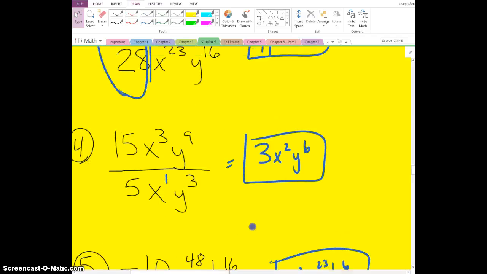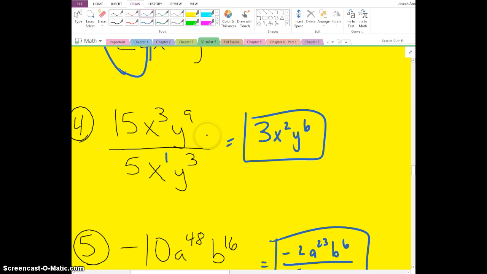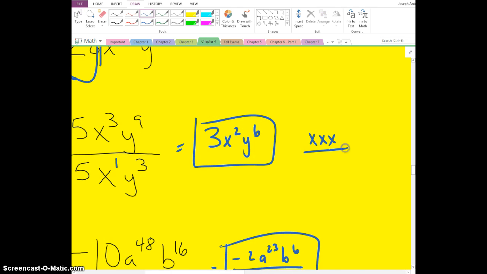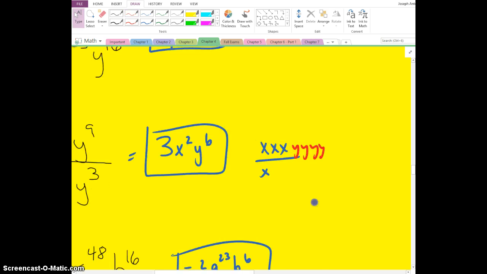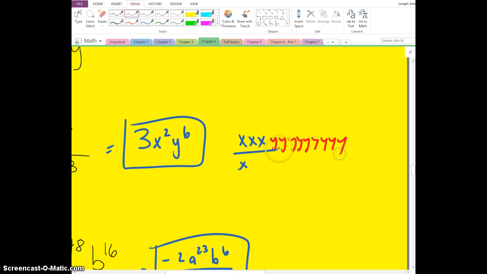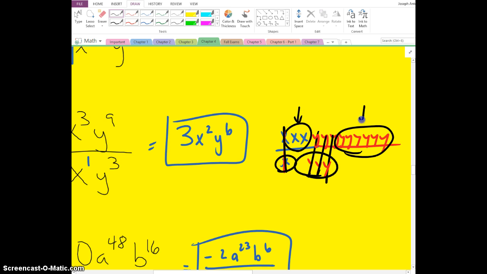Now, I'm going to scroll up here just for a second. Students often ask why, well, look at these, why my variables wind up in the numerator. What I say is this: if I wrote this out, I would have 1, 2, 3 x's, and then 1x down here. Then I have 9 y's, 1, 2, 3, 4, 5, 6, 7, 8, 9, over 3, 1, 2, 3. And if I cross these out, I'm left with 2 x's in the numerator, 1, 2, 3, and then I'm left with 6 y's in the numerator. Notice, my denominators are all canceled out, and I'm simply left with these in the numerator.